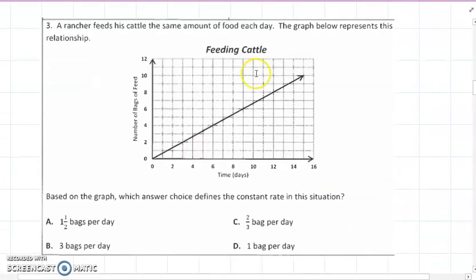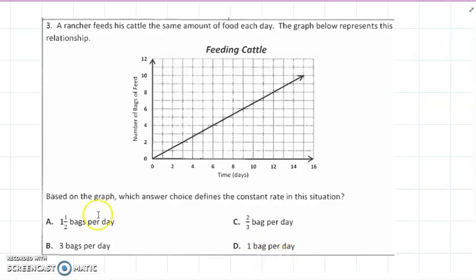A rancher feeds his cattle the same amount of food each day. The graph below represents the relationship. Based on the graph, which answer choice defines the constant rate in this situation? A, 1.5 bags per day. B, 3 bags per day. C, 2/3 bags per day. Or D, 1 bag per day.